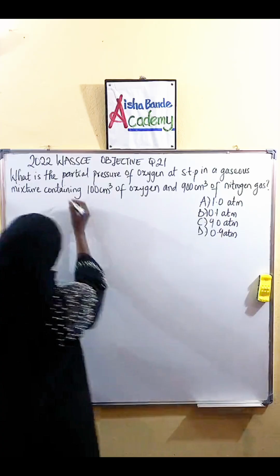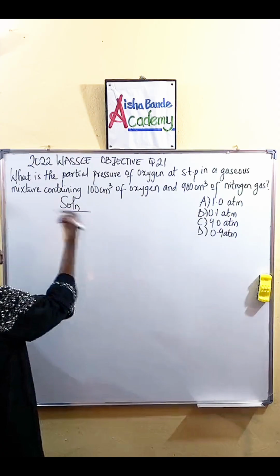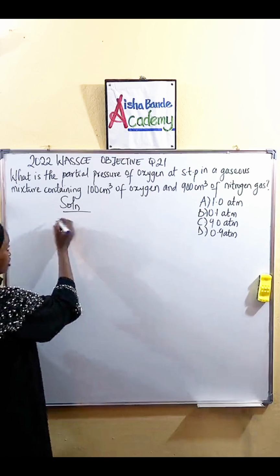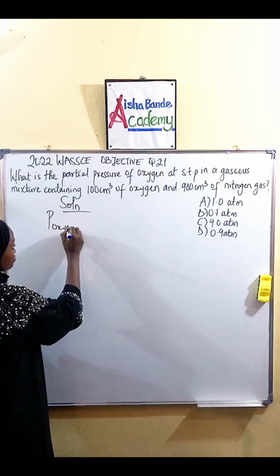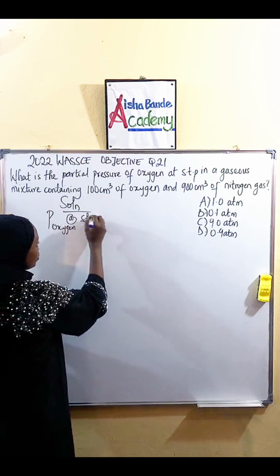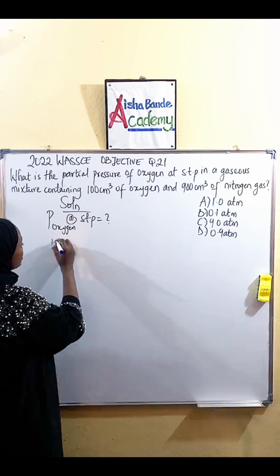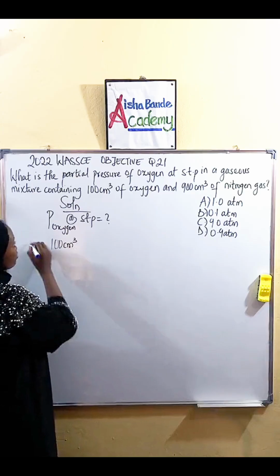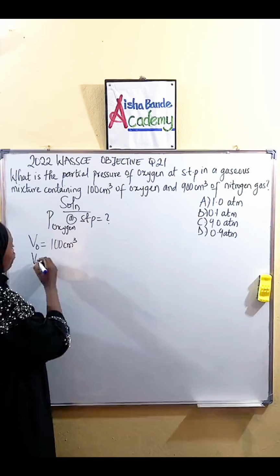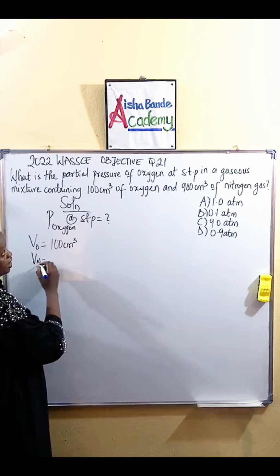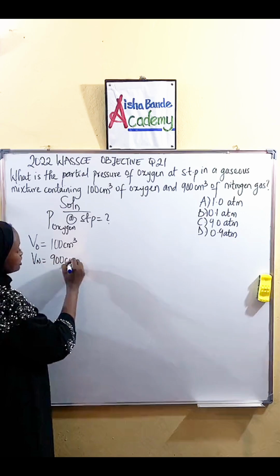So let's begin. The first step is to bring out the parameters. The question is asking us for the partial pressure of oxygen at STP. So we are looking for the partial pressure of oxygen at STP. That's the unknown. In a gaseous mixture which contains 100 centimeter cube, that's the volume of oxygen, is 100 centimeter cube, while the volume of nitrogen gas is given as 900 centimeter cube.